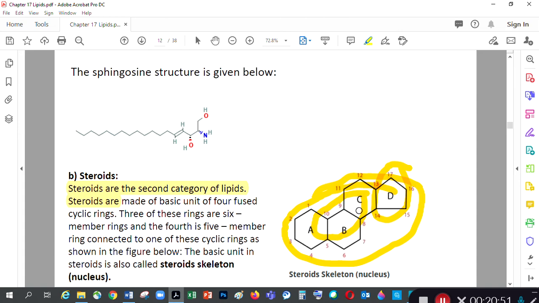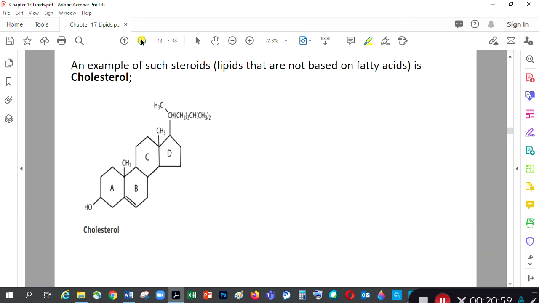We have to have it in order to say a steroid. Otherwise, the molecule is not a steroid. Some of those steroids, as you will see, cholesterol. Here it is. It's cholesterol.